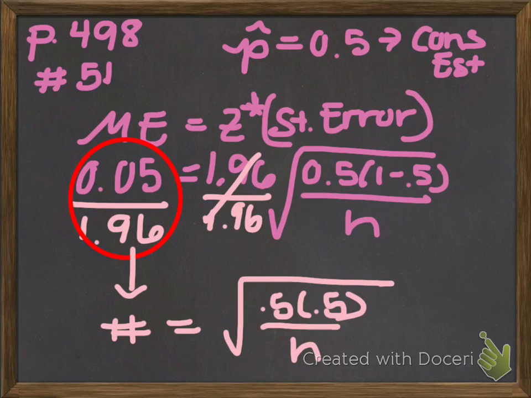Next, you need to get rid of the square root. So you're going to square both sides. That releases the square root, and then you can use cross multiplication or whatever it may be to figure out what n is. Now, I did solve it back in my office. I'm not in my office now. And I found that n was equal to 384 point something. So you always round up. So n is equal to 385.